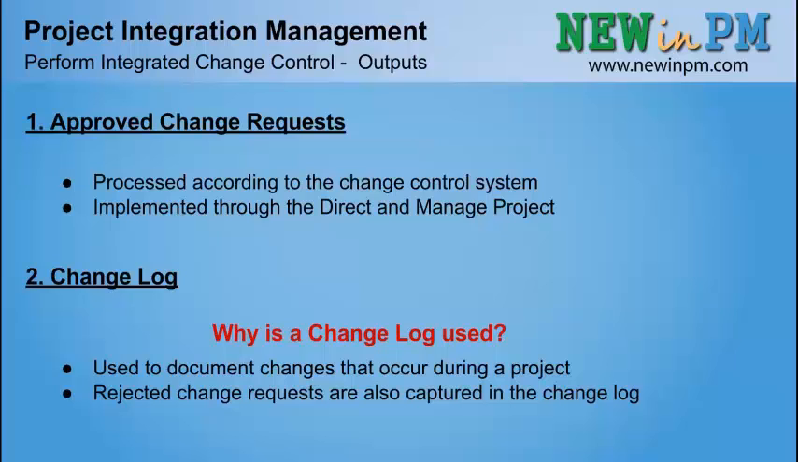The second output, that is the change log. In the change log, the changes and impact are reported to the stakeholders in how they will affect the time and cost of the project. So why is the change log used here? It is used to document changes that occur during a project. Rejected change requests are also captured in the change log.